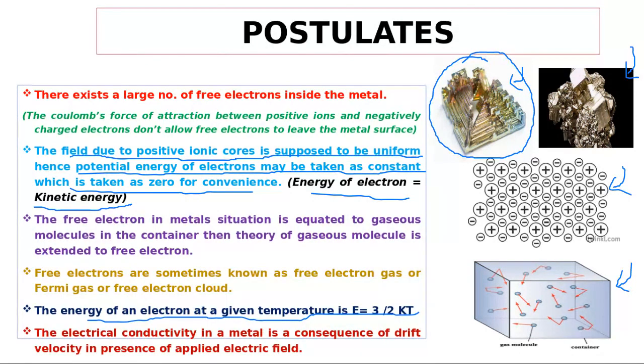We can't see this electron gas, but Lorentz suggested that if a number of free electrons are there, we can treat these electrons as a free electron gas, and if this is a free electron gas, we can apply the theory of gaseous molecules also. According to that, we have taken the energy of electrons as 3 by 2 kT, and the electrical conductivity in a metal is just a consequence of drift velocity in the presence of an applied electric field.